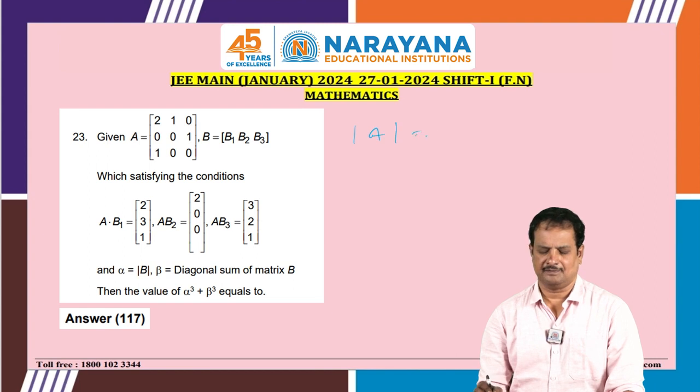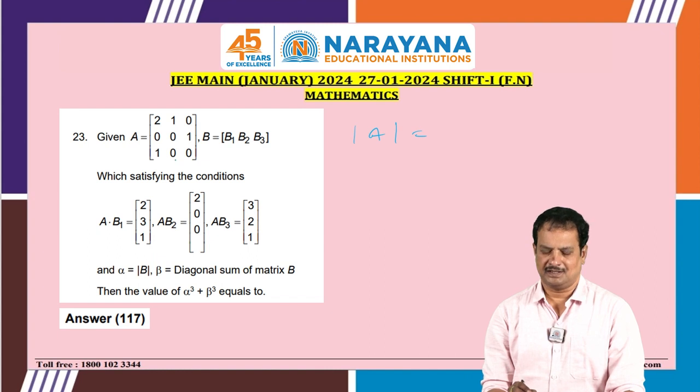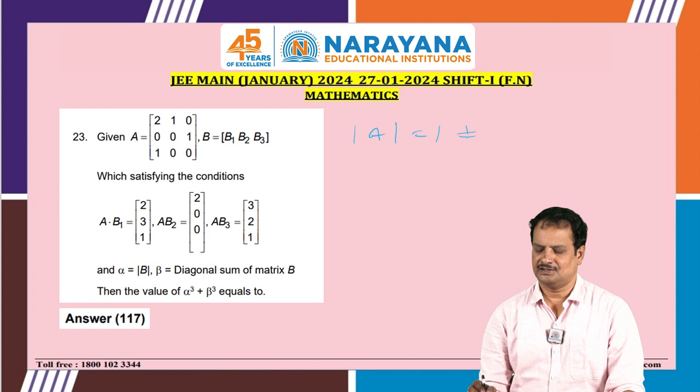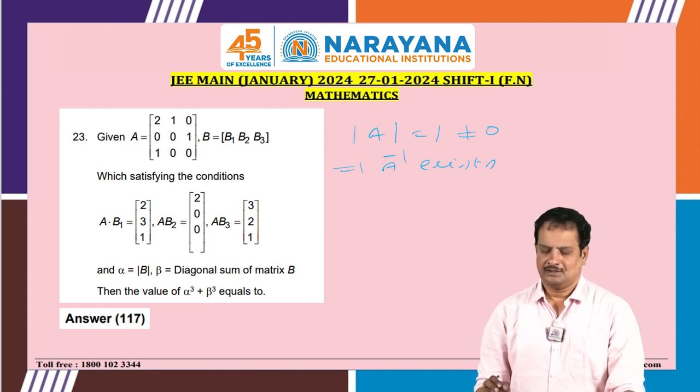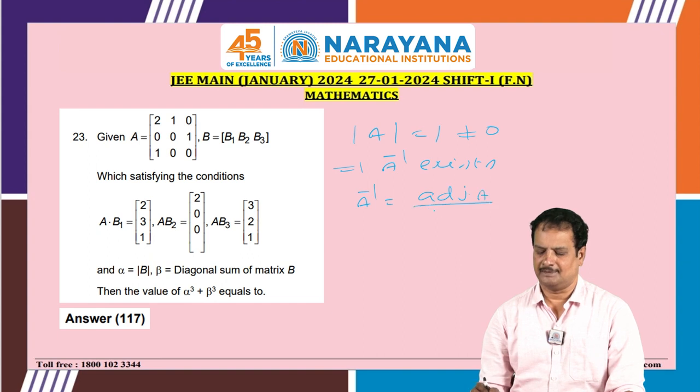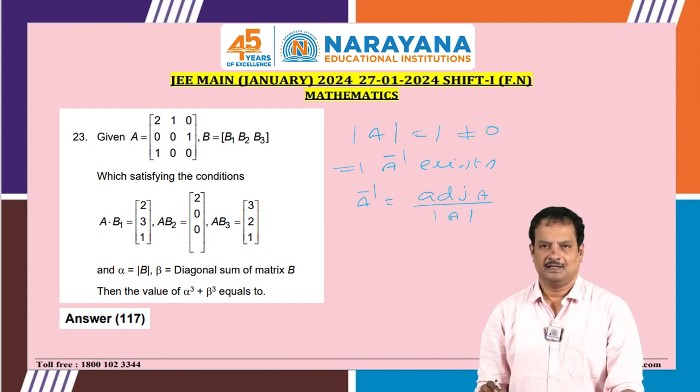What's the determinant of A? You can use any row, any column to find out the determinant. According to the properties of the determinants, you can take any row or any column to expand this. For example, if you have taken the last row, then 1 into 1. So determinant of A is 1, which is not 0. That means what? A inverse exists, because it is a non-singular matrix. So let's find out A inverse by the formula A inverse equal to adjoint of A by det A. So you'll be getting A inverse.